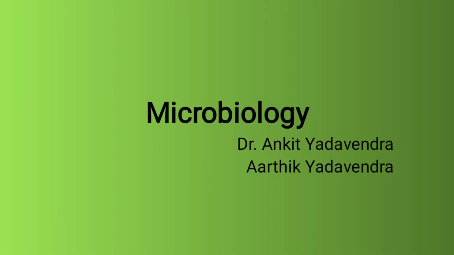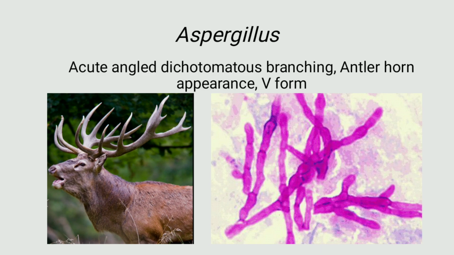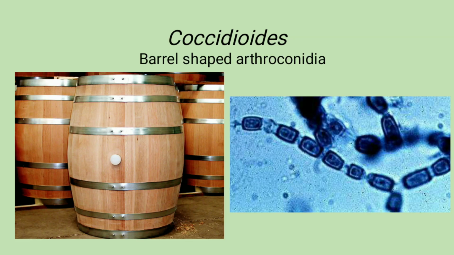Microbiology images. Identify the organism. These are acute angled dichotomous branching, antler horn appearance or V form, which is Aspergillus. Identify the organism. Barrel shaped arthroconidia, Coccidioides.